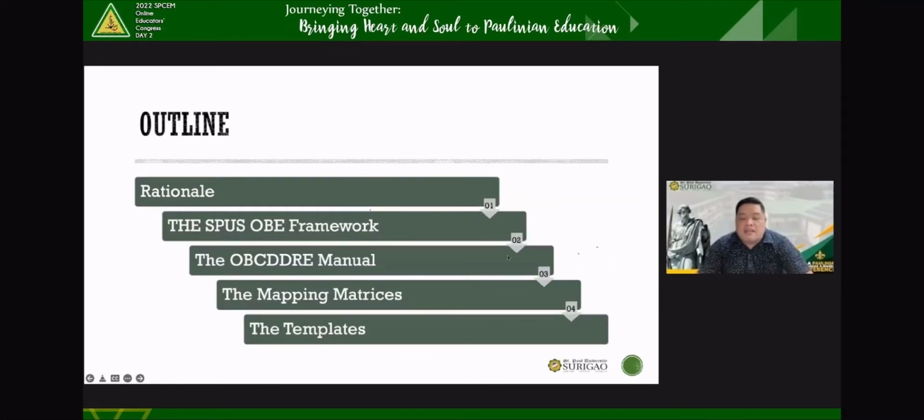We all know why, as members of the academe, we must live up to outcome-based education. In fact, the entire KRA2 of our strategic and operational plan is all about the adoption of OBE. These are just a few of the reasons.